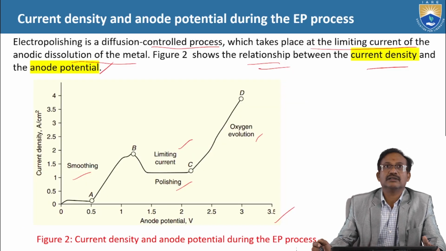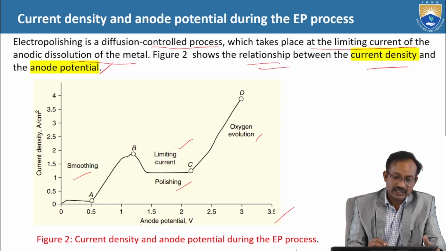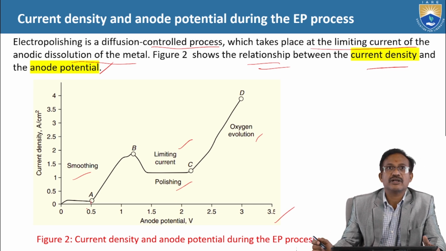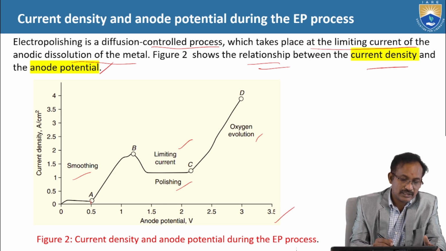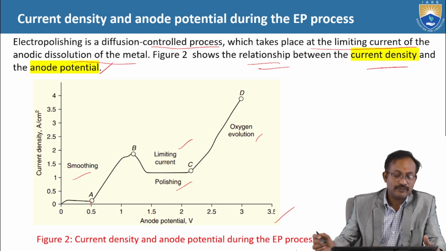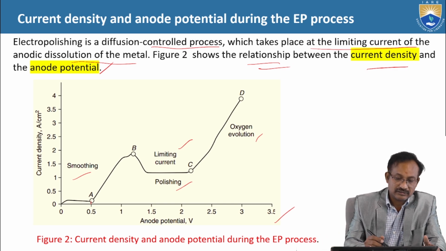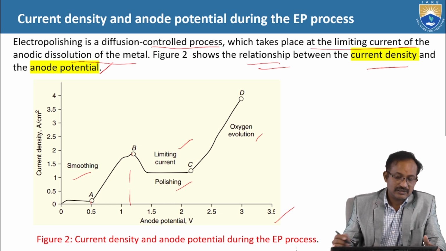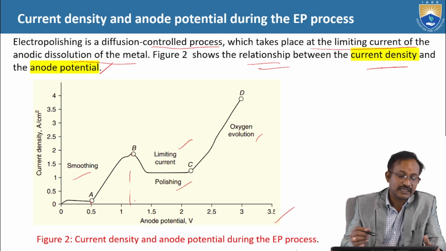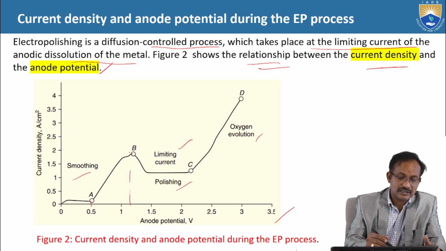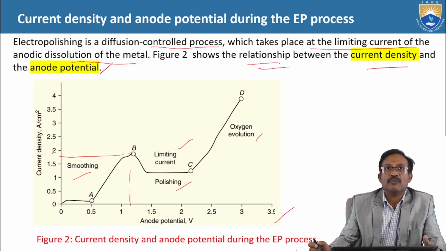Right here, let us discuss. When the anode potential is 0.5, the corresponding current density would be just above 0 and below 0.5. But for anode potential at B, that is just above 1, the current density is suddenly increasing, almost above 1.7.